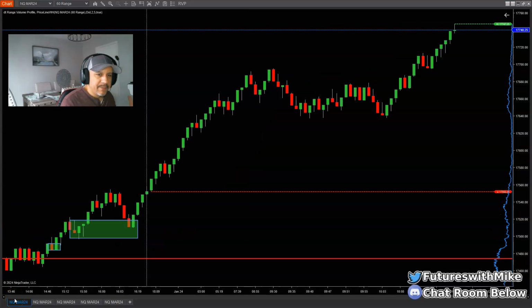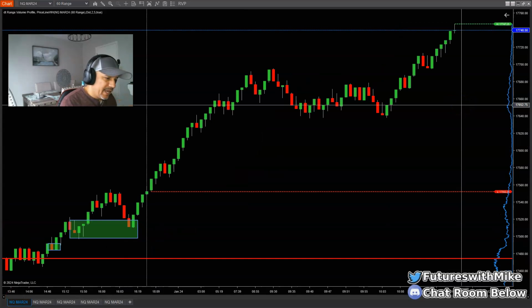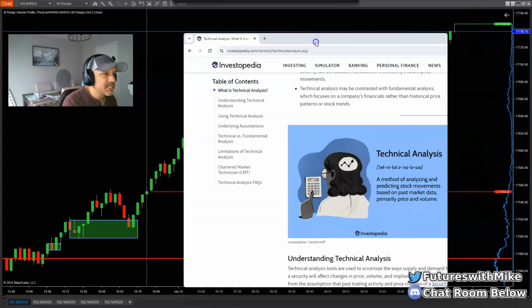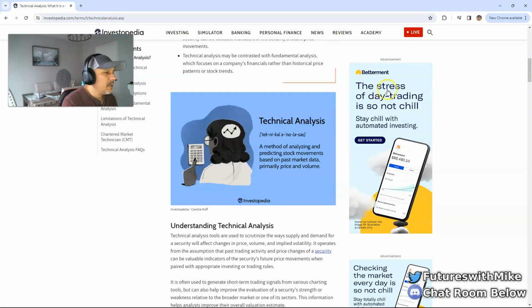All right, so simply put, if you want to get a general idea of what technical analysis is, I'm going to show you a good site you can go to, investopedia.com. As you see here, it goes in detail about what technical analysis is. It breaks it down. It covers it. And it doesn't matter what term, all right, surrounding trading.